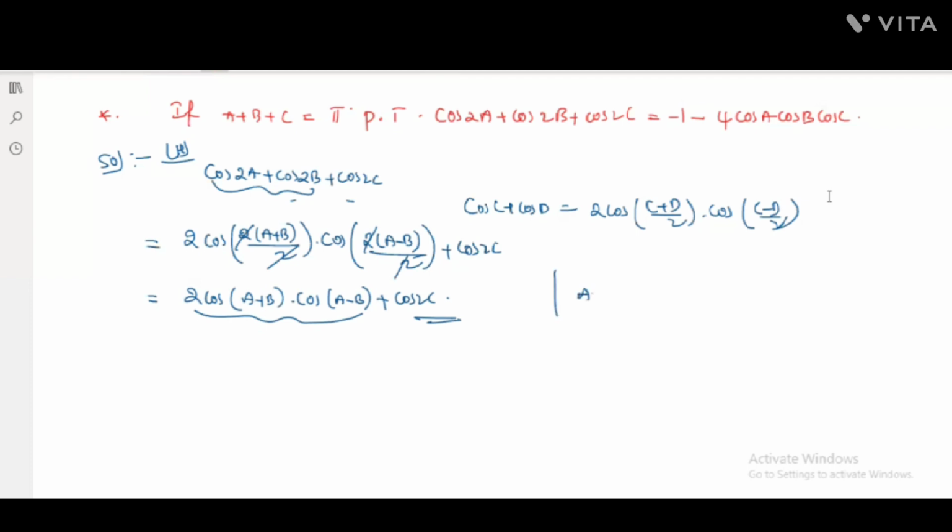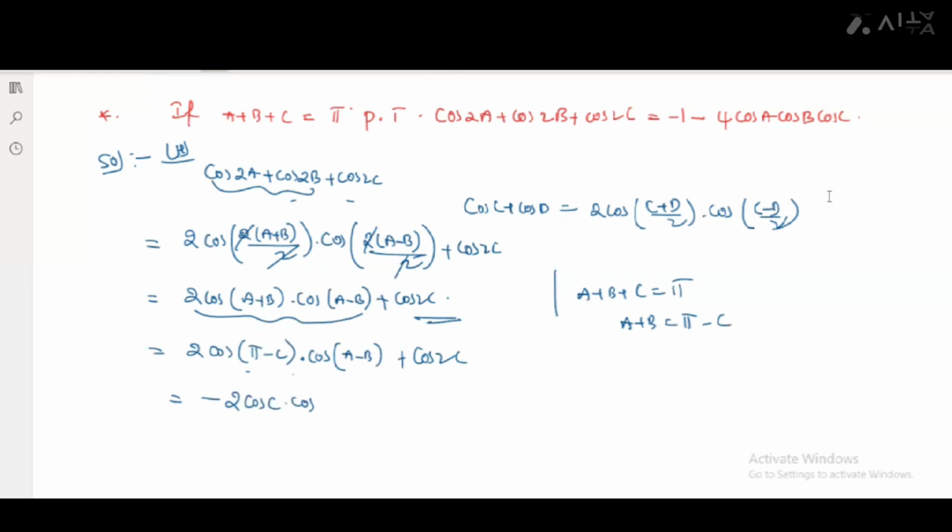They have given that A plus B plus C is equal to pi. From here, A plus B is equal to pi minus C. So if you substitute here, 2 cos(pi minus C) into cos(A minus B) plus cos 2C. So cos(180 minus theta) is minus cos theta. So we'll get 2 cos C only, with a minus sign, into cos of (A minus B).